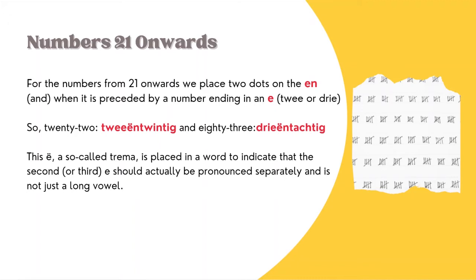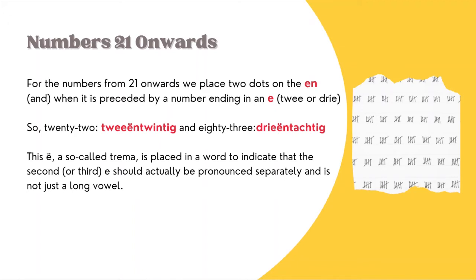But don't worry too much about it, but then you know why you see that. This so-called trema is placed in a word to indicate that the second or the third e should actually be pronounced separately and is not just a long vowel. So that is just some information. As I mentioned, you don't have to remember it, but then you know why these words sometimes look so strange and so long. Okay, good, let's move on.